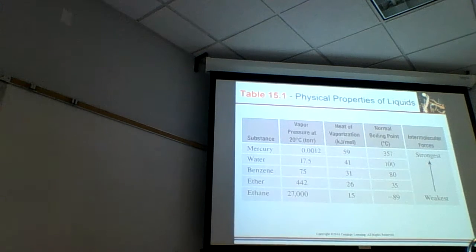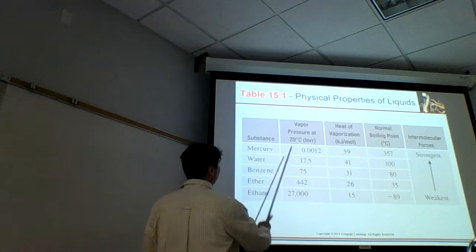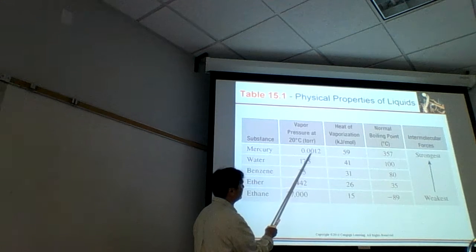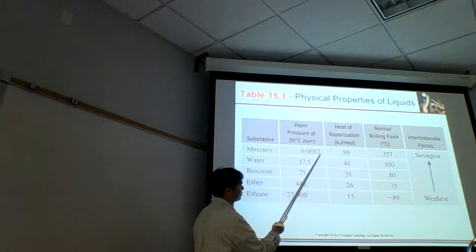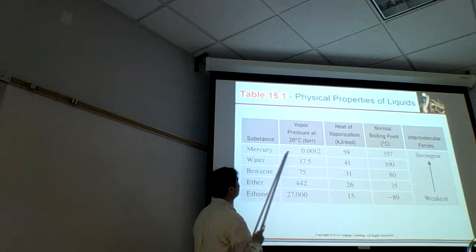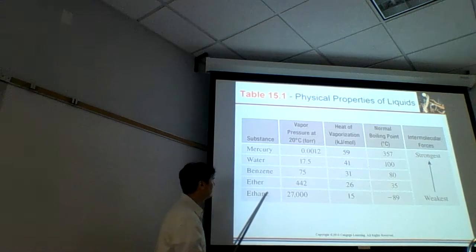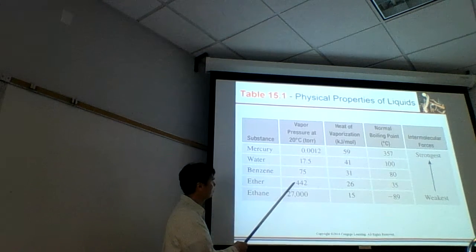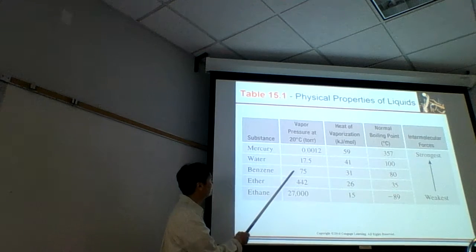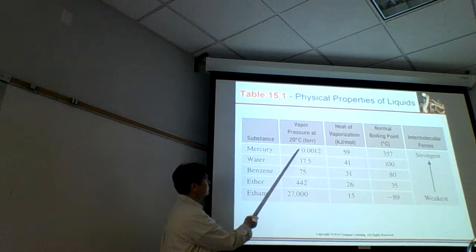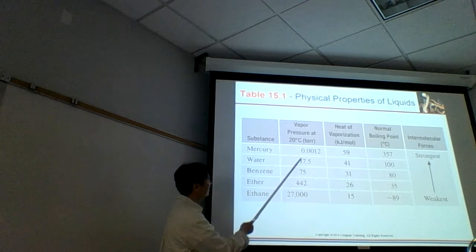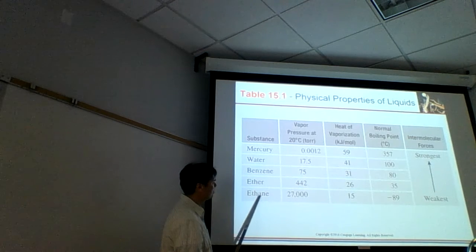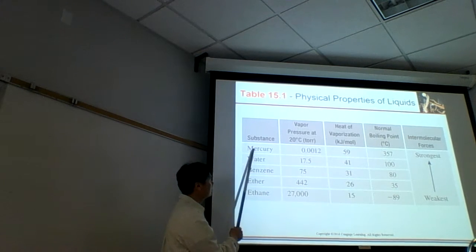All right, so let's look at the vapor pressure. The vapor pressure of mercury, this is how many torr at 20 degrees C, is 0.0012 torr, which is like nothing. So mercury doesn't have much of a vapor pressure, but if you look at ethane, ethane's vapor pressure is 27,000 torr. Ether is 444.52 torr. Benzene 75. Water 17.5. So we see things with very high vapor pressure, like ethane, have very weak attractions. Mercury has very strong attractions.